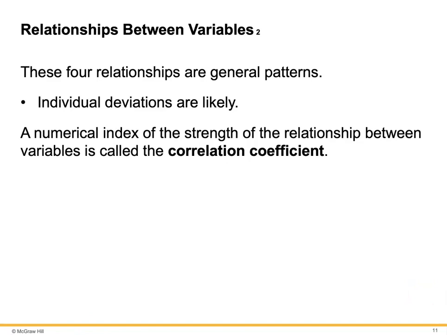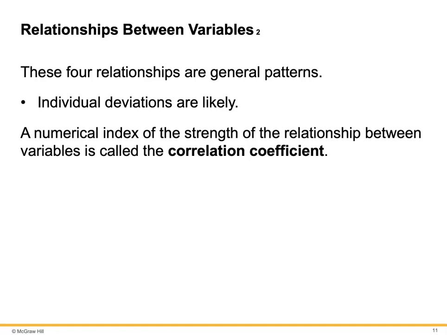Okay, so remember that those relationships between variables are general patterns. Even if, in general, a positive linear relationship exists, it doesn't necessarily mean that everyone who scores high on the one variable will also score high on the second variable. So there are individual differences or individual deviations from the pattern.